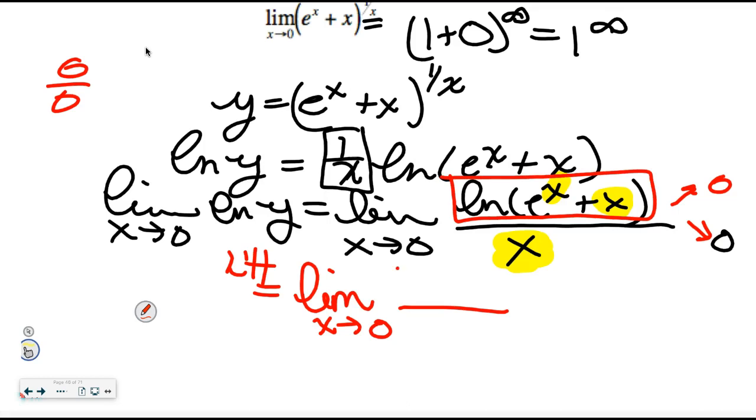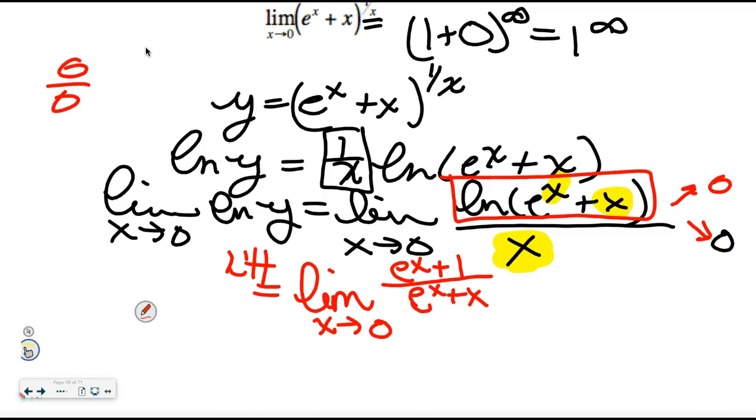E to the x plus 1. U prime, perfect, over e to the x plus x. u. Yep, and the derivative of x is just 1, so I'm going to take that bar off of there. Okay, now we plug it in. And if we get 0 over 0, we go again. But we don't. What do we get?